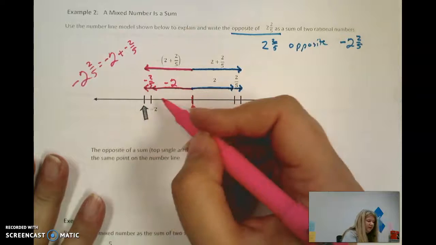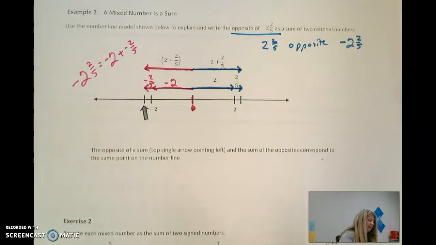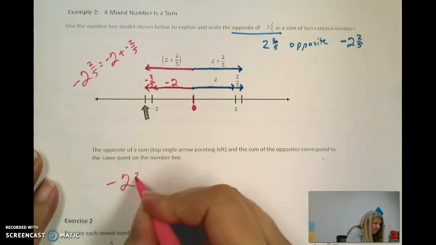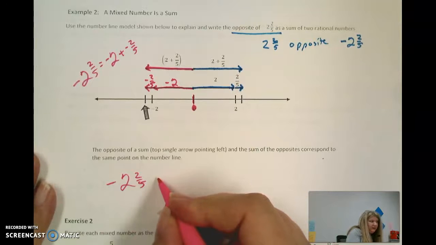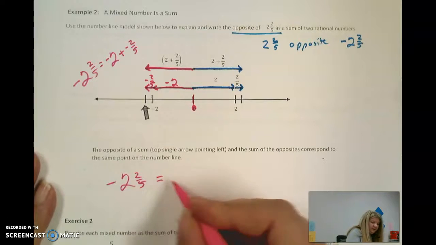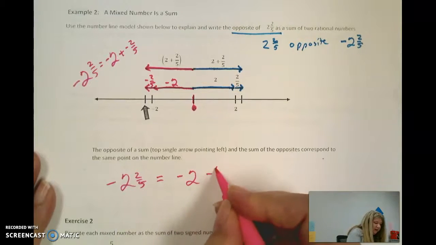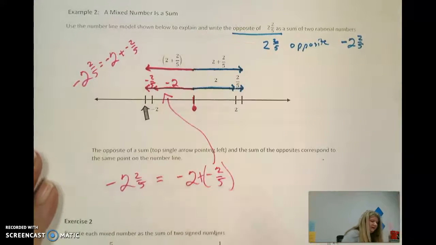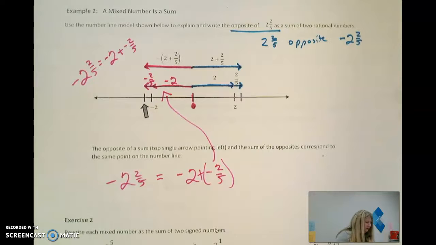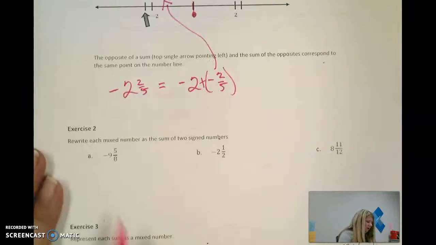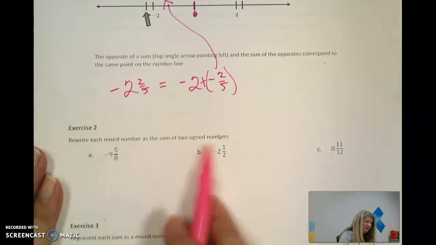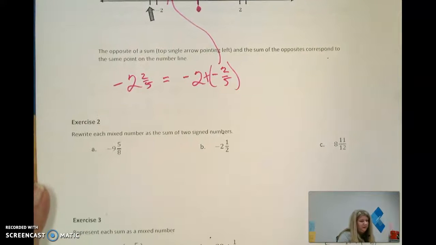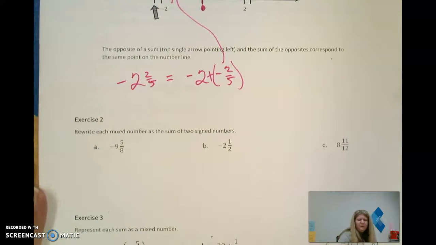That's important to know because a lot of people get confused and they think that negative 2 and 2/5 means negative 2 and positive 2/5, but that's not correct. It's negative 2 and negative 2/5, as you can see by this arrow here. So, oh boy. Rewrite each mixed number as a sum of the two signed numbers. So this is not going to be difficult. Why don't you pause the video and you try it on your own, and then we'll look at it together.